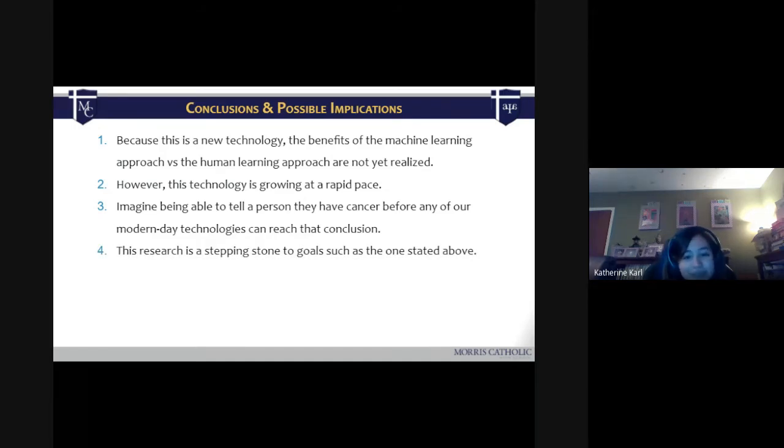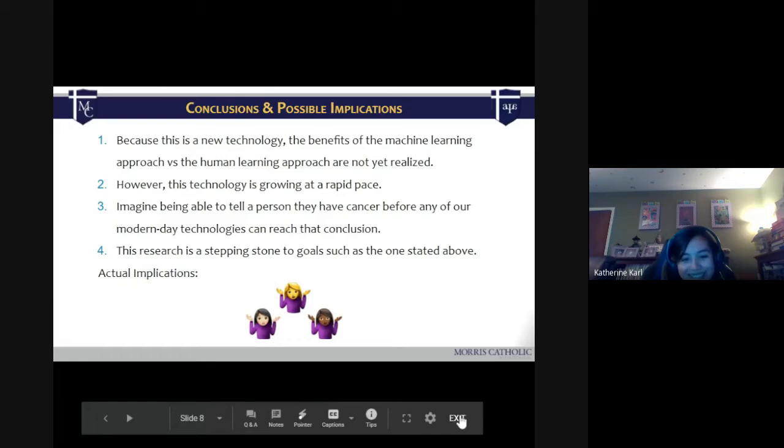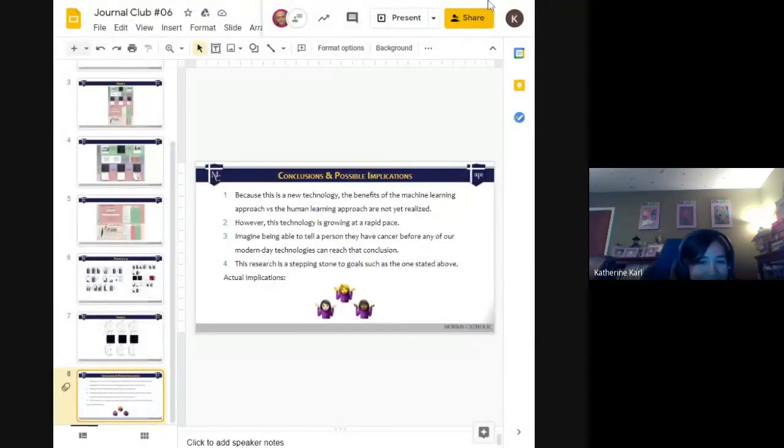And basically, this paper just demonstrates a little stepping stone for what could possibly happen. As for the actual paper itself, I honestly have no idea. And that's it. Yay. I'm sorry.